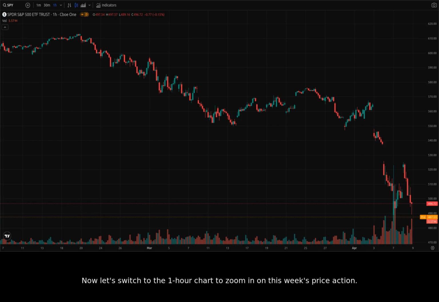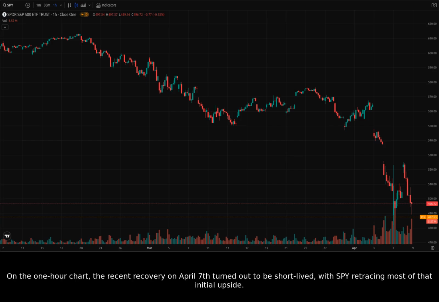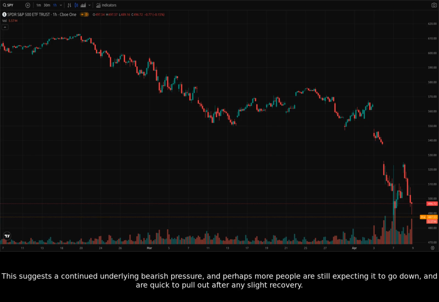Now, let's switch to the 1-hour chart to zoom in on this week's price action. This will give us a closer look at the shorter-term trends and potential entry/exit points. On the 1-hour chart, the recent recovery on April 7th turned out to be short-lived, with SPY retracing most of that initial upside. This suggests a continued underlying bearish pressure, and perhaps more people are still expecting it to go down and are quick to pull out after any slight recovery.